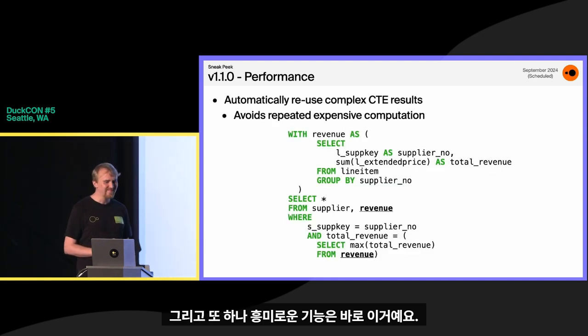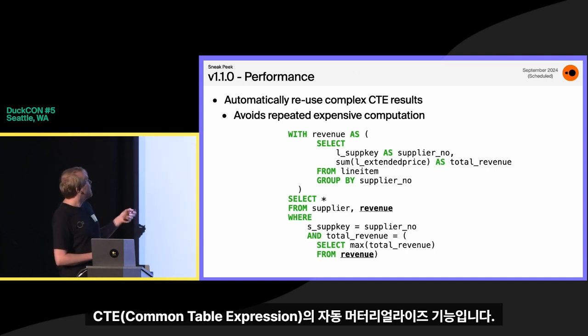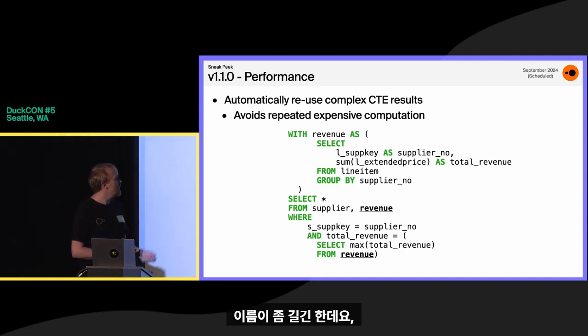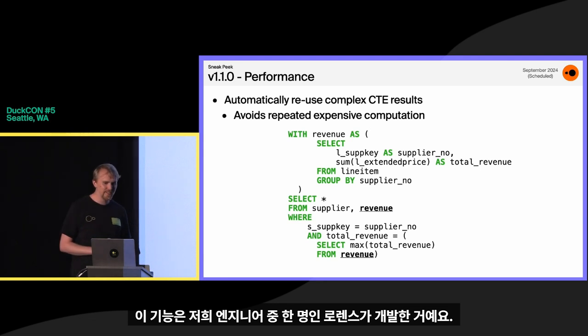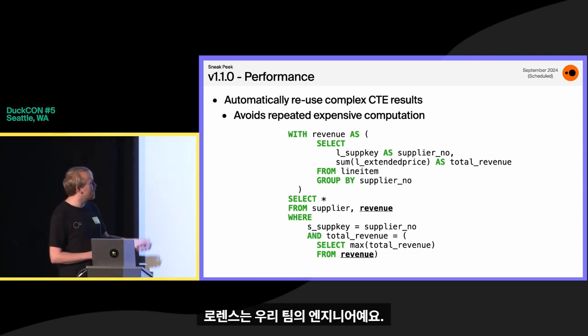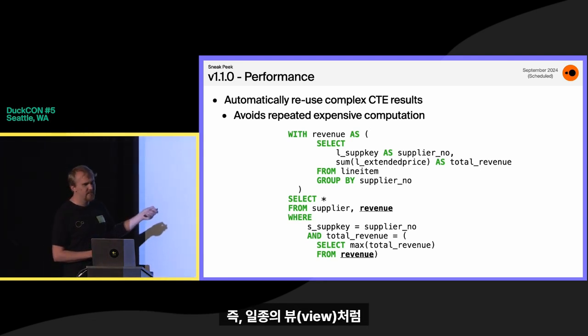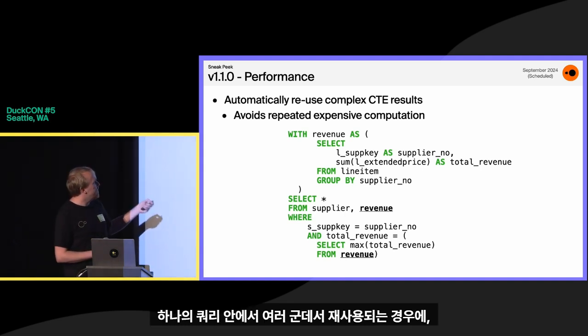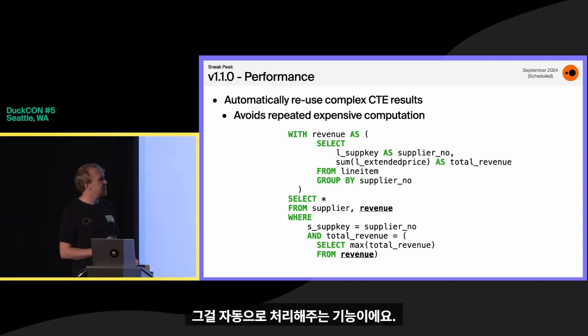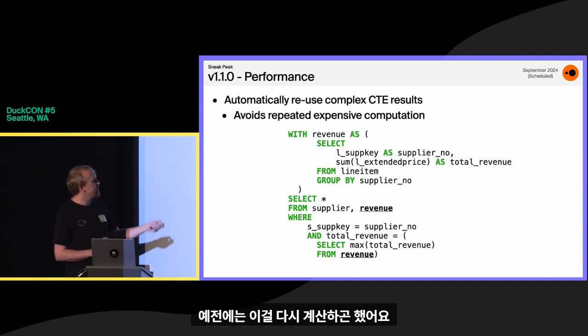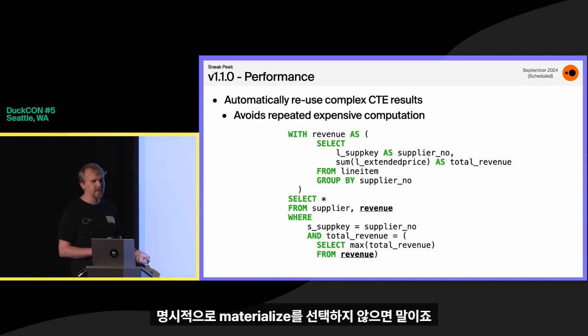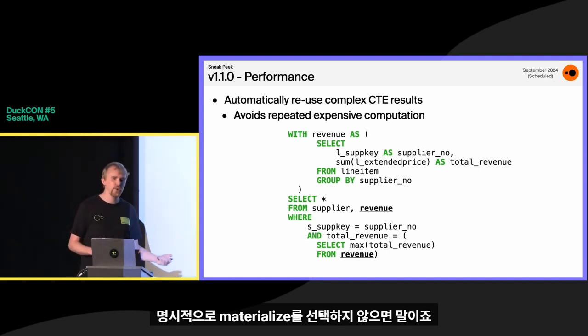And another kind of cool feature that I want to talk about is automatic materialization of CTEs. So that's kind of a mouthful. It's a feature that Lawrence has worked on, one of our engineers. And the idea is that if you have a CTE, essentially like a view, that you reuse at multiple locations inside your query, previously we would recompute this unless you explicitly chose to materialize it.